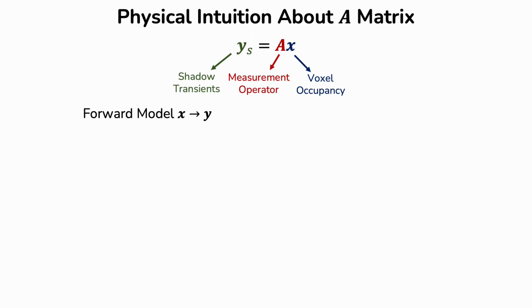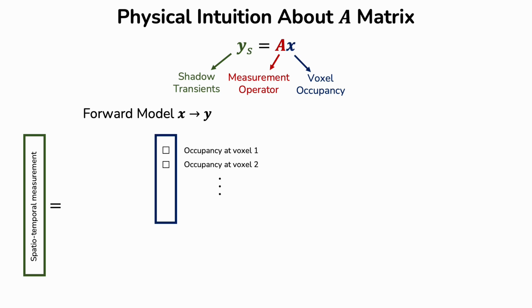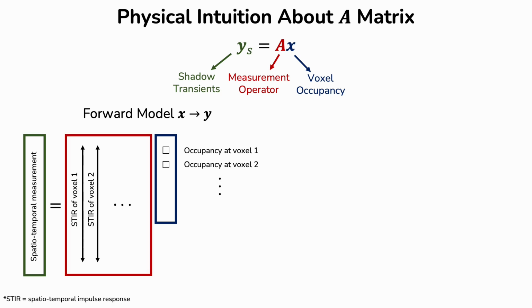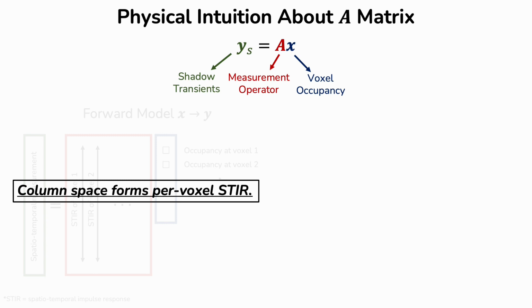The forward model x to y tells us that given a space-time impulse response for all timing bins and all pixels, we want to synthesize this measurement using the occupancies at voxel 1 and voxel 2 and so on. And the way we do this is we synthesize the original measurement by combining the space-time impulse response of each and every voxel. Therefore, the column space of our A matrix forms the per voxel space-time impulse response.